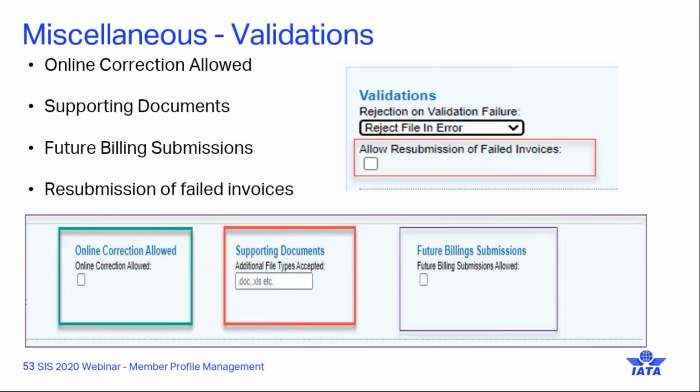You will see, as mentioned before, that with the validations, you can choose how the system will treat your input file. So if it will reject the file in error in case of a validation failure, or if it will reject that specific invoice in error. It allows you the resubmission of failed invoices, as we saw for PAX and cargo. You have the opportunity of the online correction and the supporting documents. You can add additional file types to your supporting documents that are different from those that we offer in the ISPG. And you can also choose the future billing submissions, which is allowed also for the miscellaneous category.